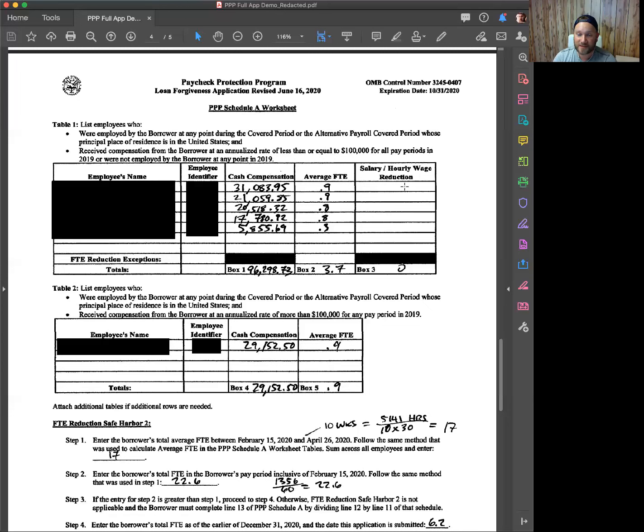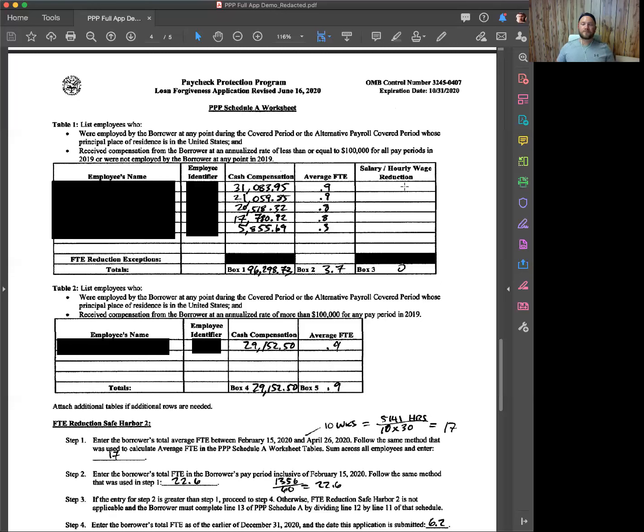Okay, so that's how you do it for hourly folks, and for salaried, very similar concept, right? How much did their salary decrease for that same period of time working? If you want a more detailed calculation, there's a very detailed step-by-step explanation of how to calculate the salary or hourly wage reduction amount in the instructions, and I will put a link in the notes to this video on how to access those instructions.